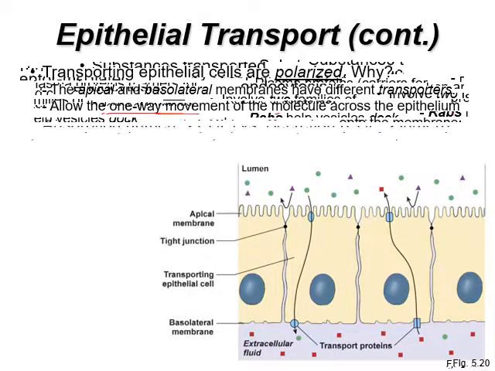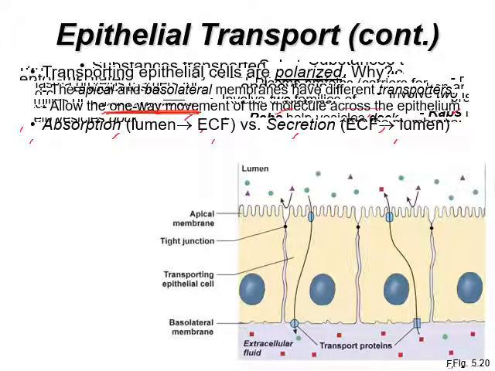Continue looking. And many times these transporting epithelials are what we call polarized. Okay, they'll have different transporters on different sides. Okay, the apical side or the basolateral side. And that allows for either absorption, moving from the outside into the body, or secretion, going from the inside, from the extracellular fluid, to the outside, to the lumen.